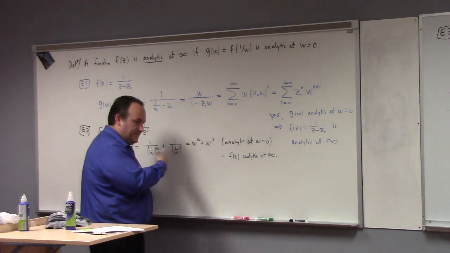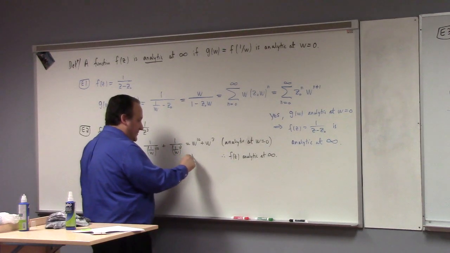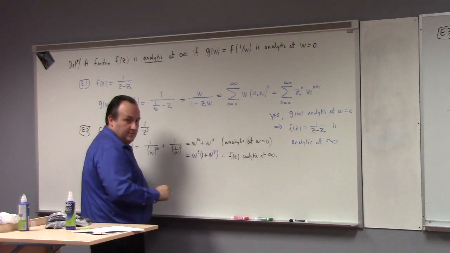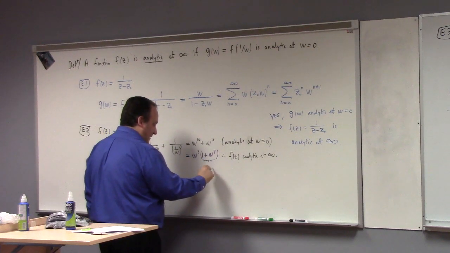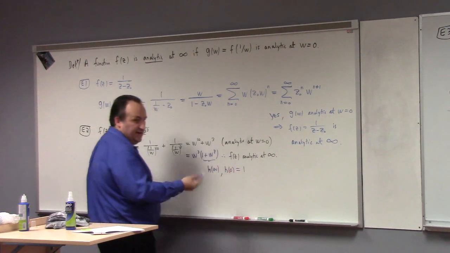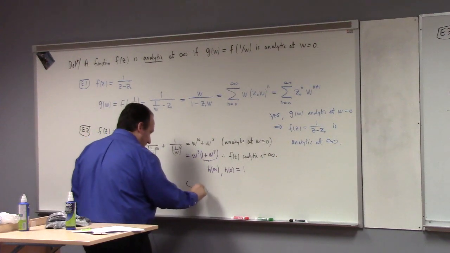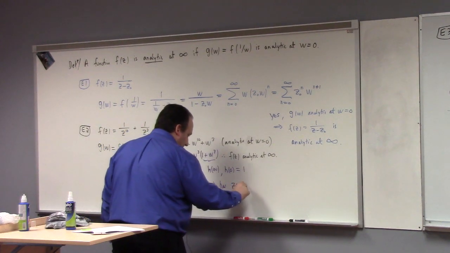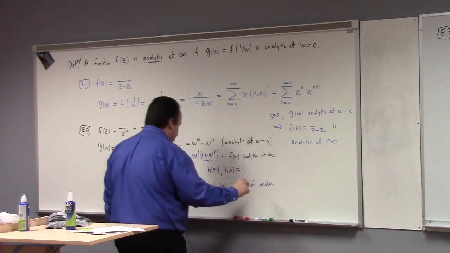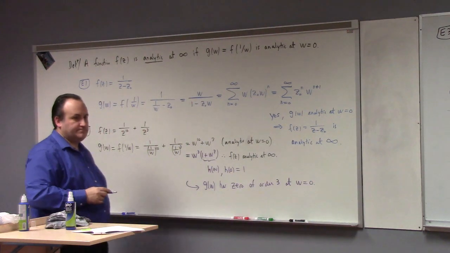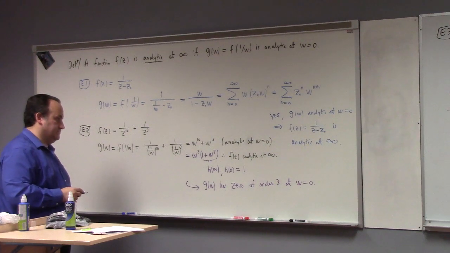How do we define the order of a 0? Do you remember? I'll factor out w cubed. We've got 1 plus w to the 7th. This I can call h of w, and h of 0 is 1, which is not equal to 0. So this tells me that g of w has a 0 of order 3 at w equals 0. Does that make sense?